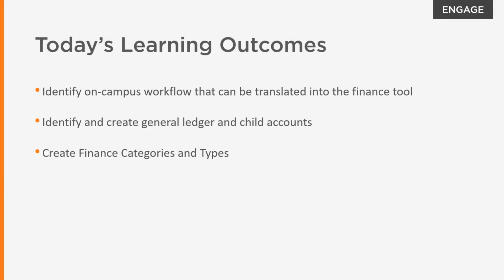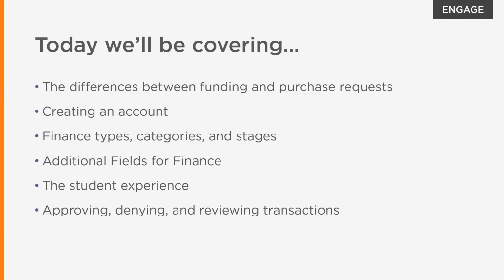Today's learning outcomes are to help you identify an on-campus workflow that could be translated into the finance tool, to help you identify and create general ledger and child accounts, and to help you create finance categories and types. Today we'll be going over what a funding request and a purchase request is and how those connect to your organizations. We'll go over how to create a finance account within the Engage site.